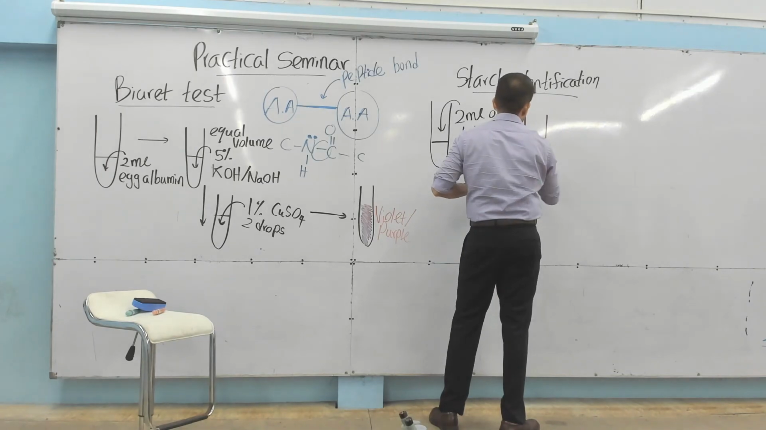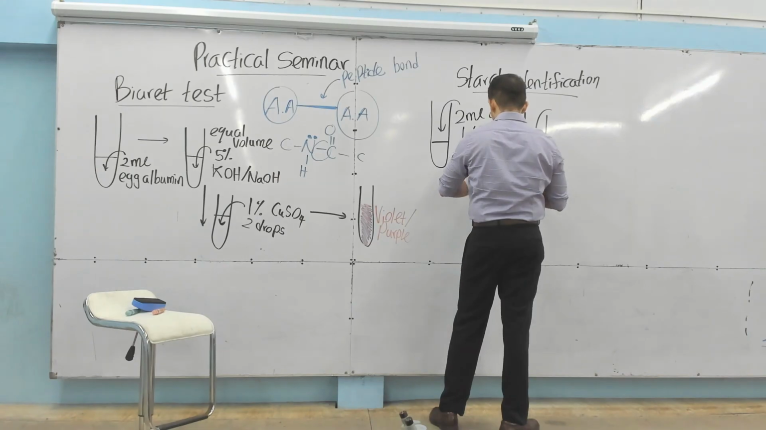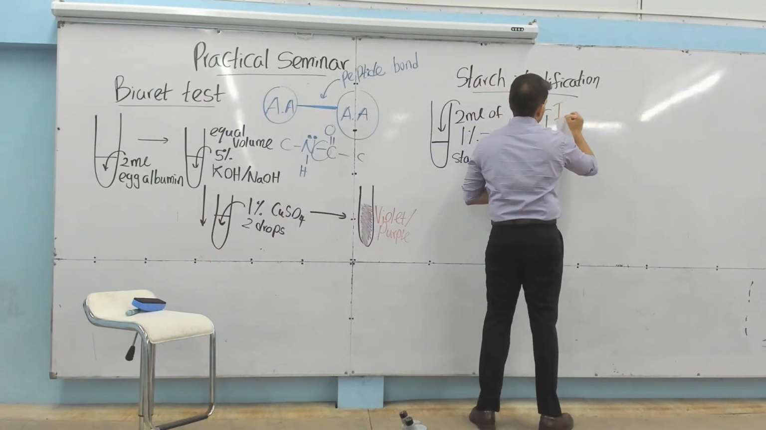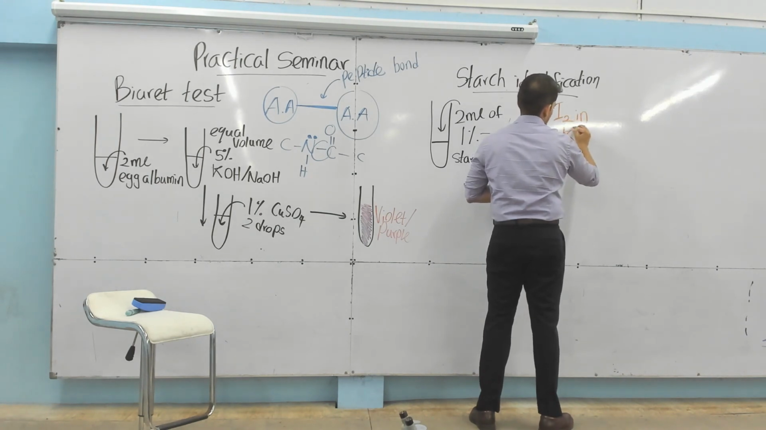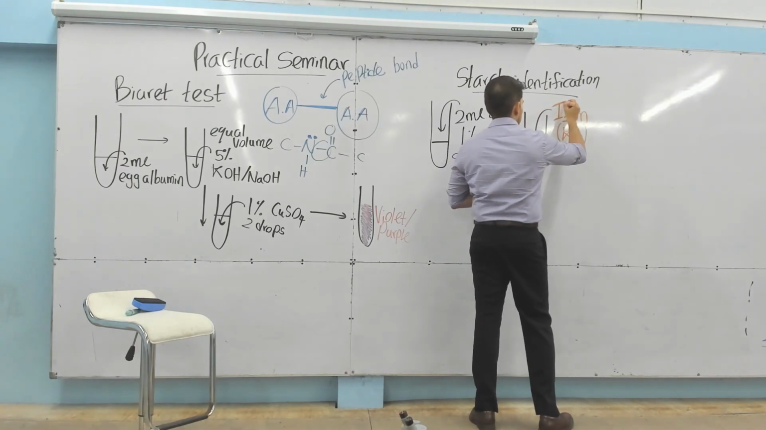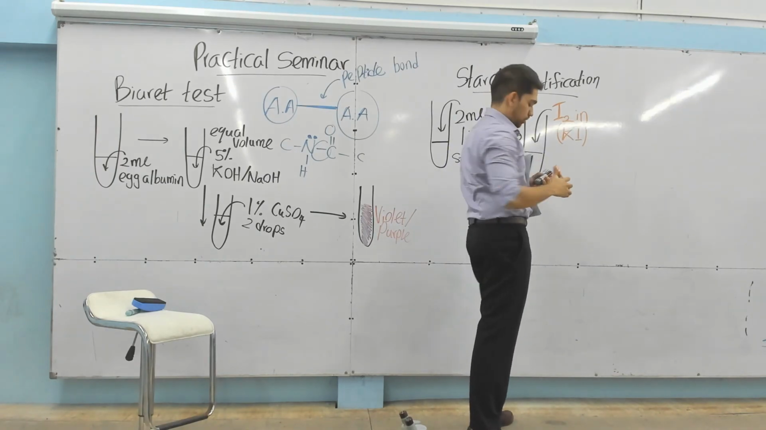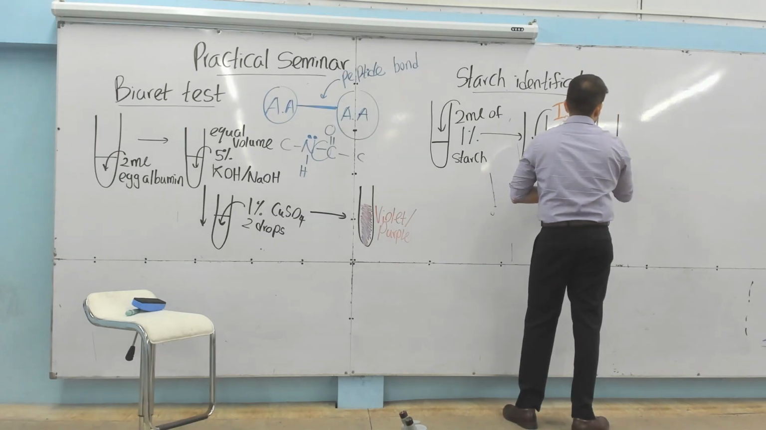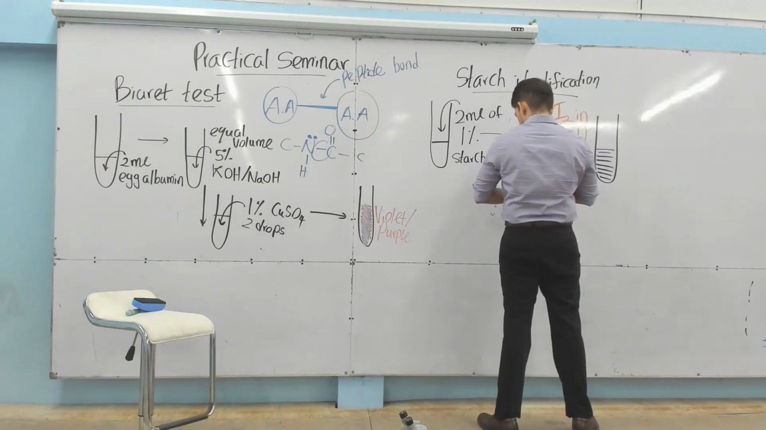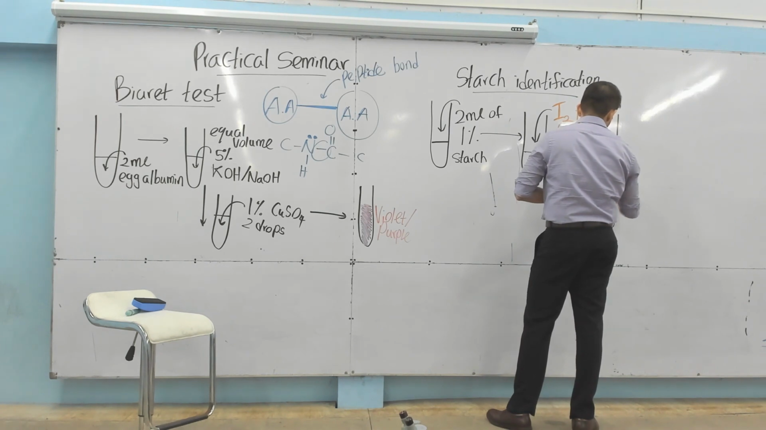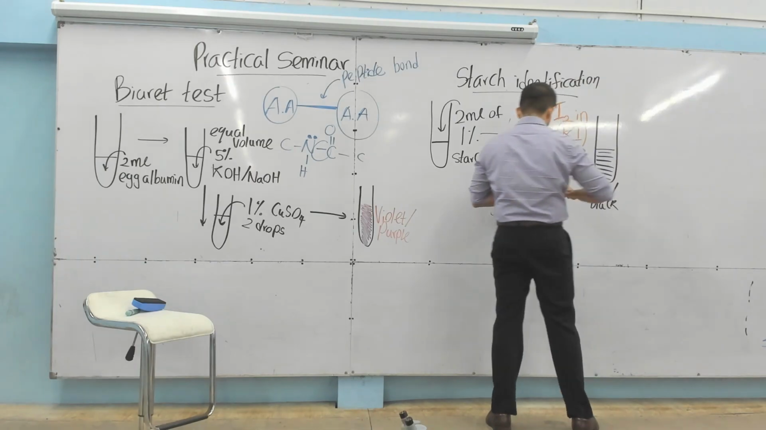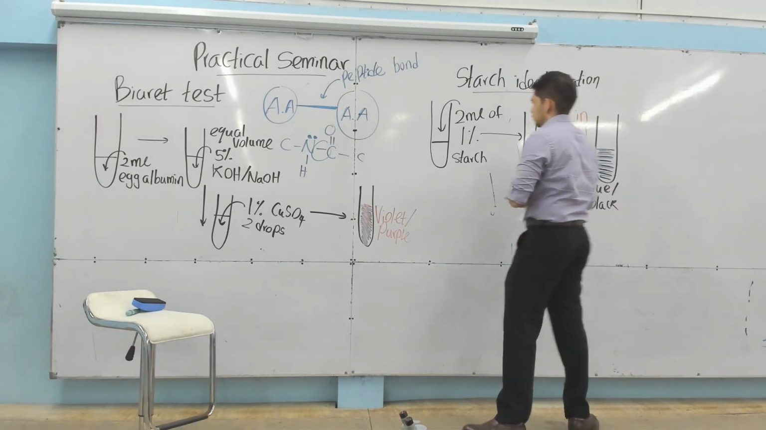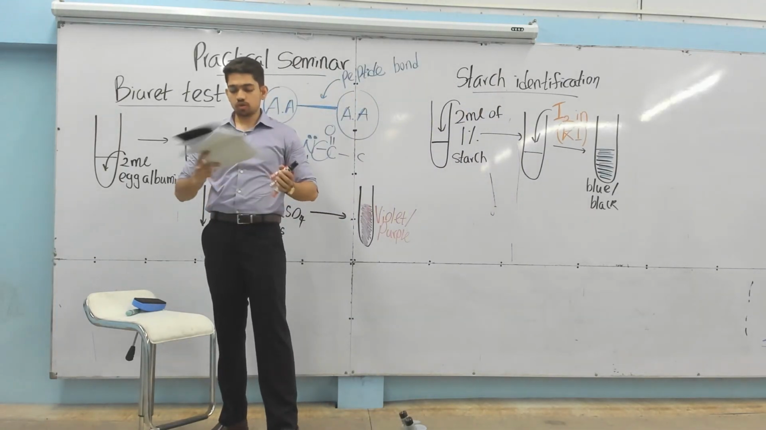Okay, then what do you do? You add your iodine, it's brown colored, I'll use the orange one. So I2 in KI. It is presented to you as iodine, I2 in KI. What is going to be the observation? You are going to have a blue black color. Okay, quickly draw this. Page number 13.